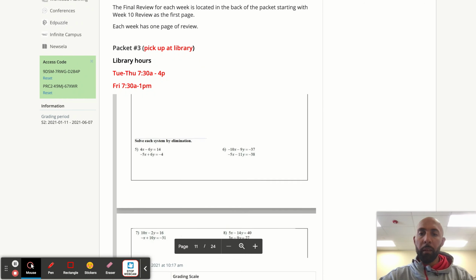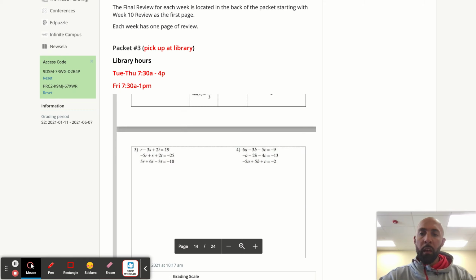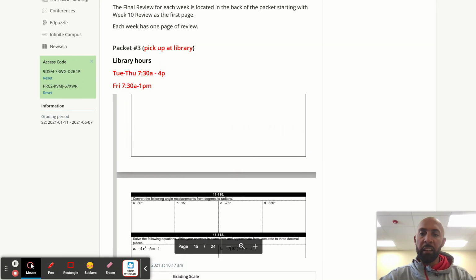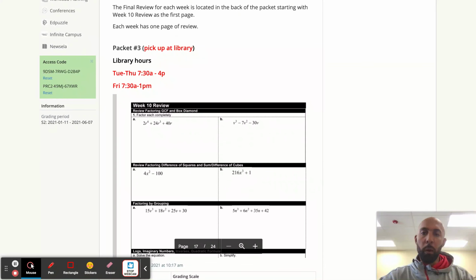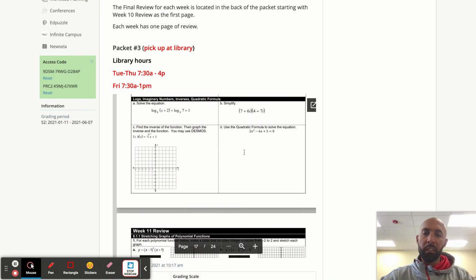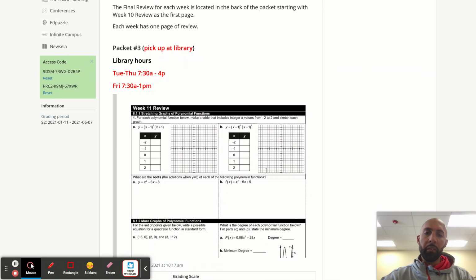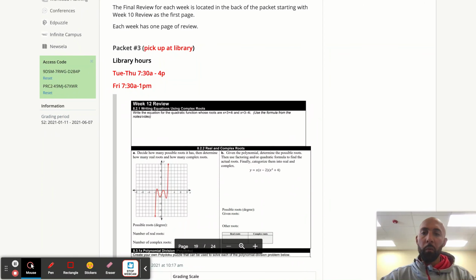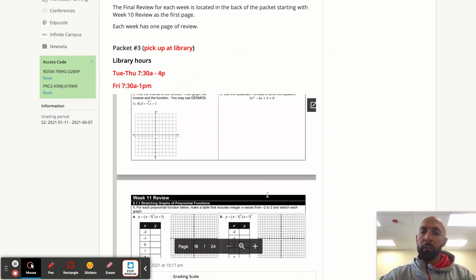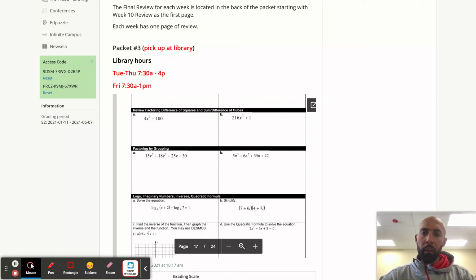So as you flip through, get to the back, you'll notice it starts with week 10. There's one page for every week. So right there, there's week 10. The page right after that is week 11, which is the one we're going to go through, then week 12, and so on. Okay. So have your pen ready.